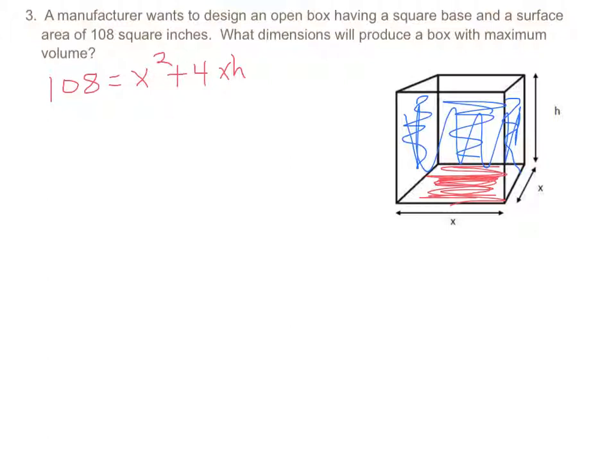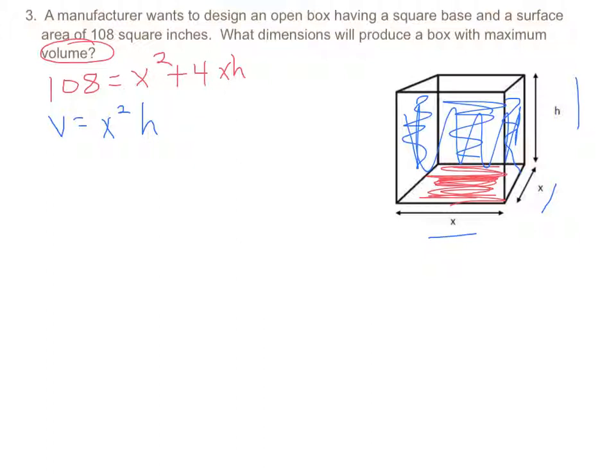So this is our surface area. This is not what we're trying to maximize or minimize. We're trying to maximize our volume. So this is our secondary equation, and we need to write our primary equation. So our primary equation will be volume, and the volume of a box is simply length times width times height. So that would be x squared times h. All right, we've got 2 variables. We definitely want to get rid of one of them. We'll use our secondary equation to do that.